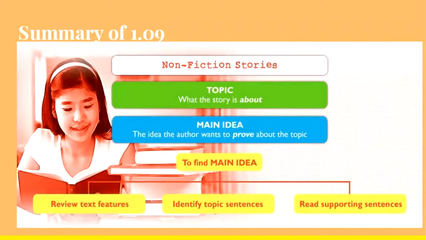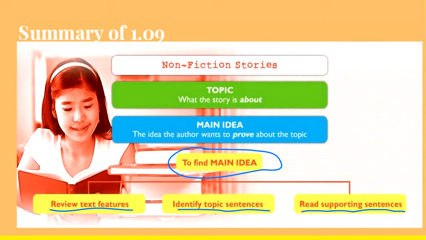The topic is what the story is about. Main idea, the idea that the author wants to prove about the topic. And then to find that main idea, you are looking at reviewing the text features, identifying those topic sentences, and reading the supporting sentences. Those 3 elements together help us find the main idea. And as you read through the lesson, there will be samples of that to help you identify main idea.